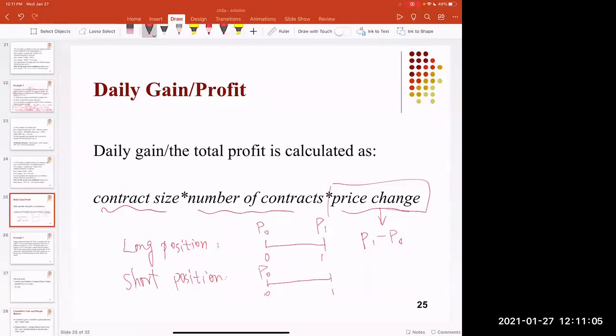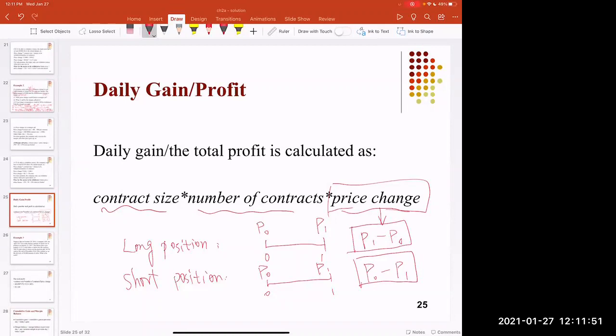P0 is the price you sell, and P1 is the price you buy, because you sell first and then you buy back. That's a short position. And the price change is calculated by the selling price minus P1. Most cases you should sell higher and buy lower, so P0 minus P1. In that way you can make money. So please see the difference in the price change: P1 minus P0 for long position, P0 minus P1 for short position. Understand?